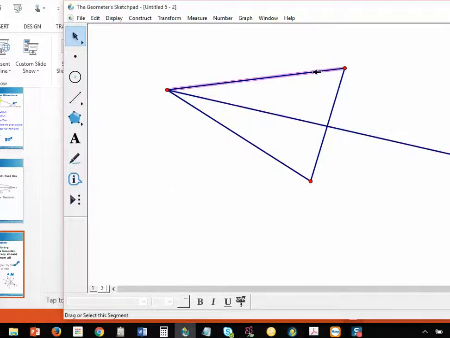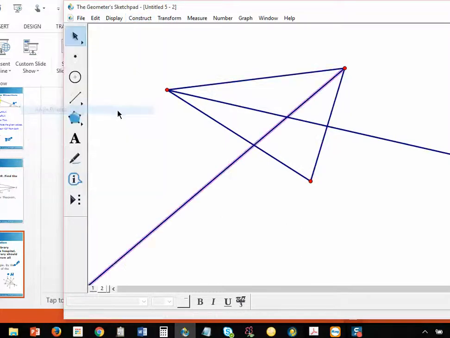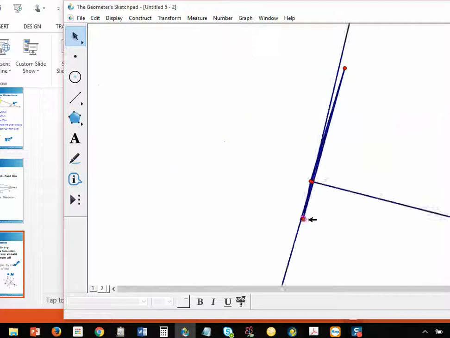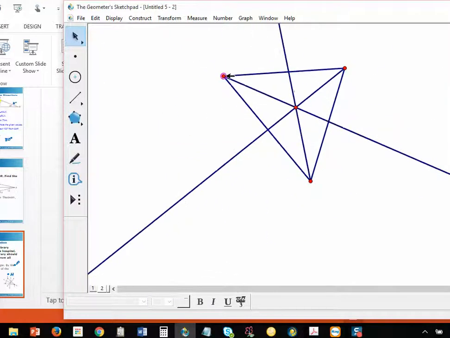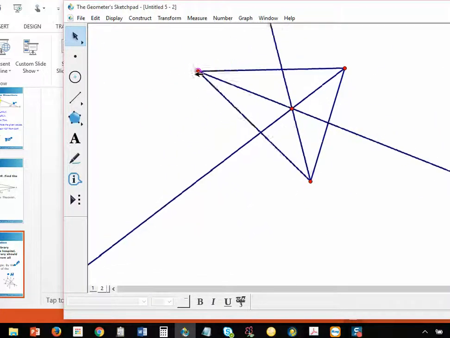I want to do that with this one too. Construct angle bisector. And one more. Construct angle bisector. All of those angle bisectors will have a point of concurrency. Remember, the point of concurrency is called the incenter. And I don't need that point sitting here. The incenter is always going to be inside the triangle, no matter what kind of triangle you have. See that?